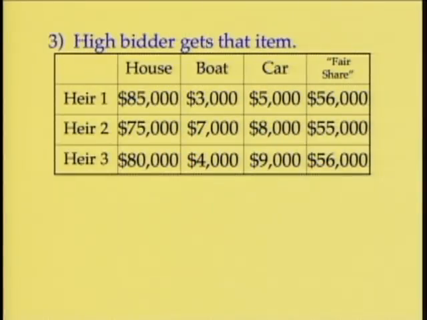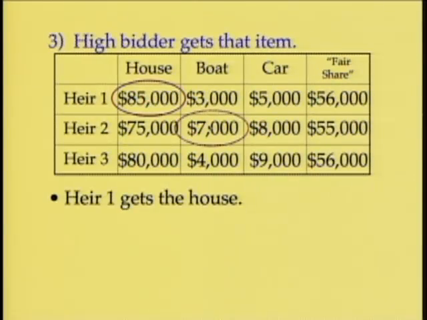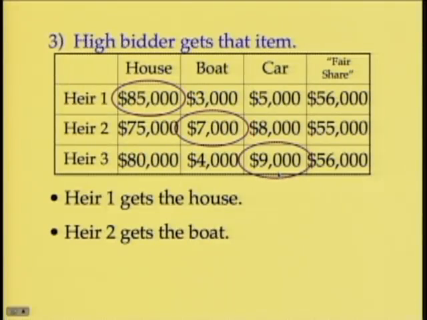Then we go in and we say, you bid the highest for this item. It is the most valuable item. You consider it to be the most valuable of the 3 of you, so you get that item. In our case here, that would mean that heir 1 gets the house. Heir 2 bid the highest with $7,000 on the boat. And heir 3 bid highest on the car, so they get the car. You get those items.